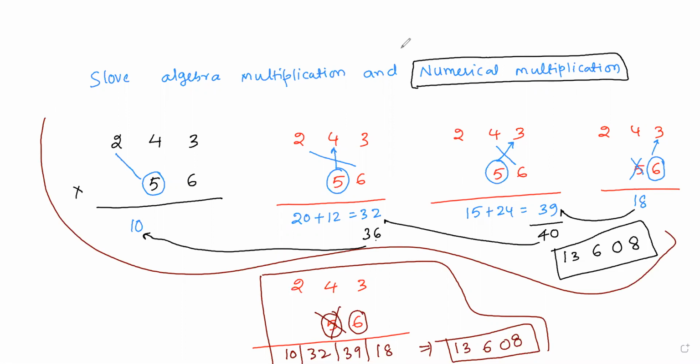Okay, let me take another one. Suppose 23 times 134. I selected this one, this into this one. That is 2. Now my 2 is moving to 1, moving to 3. 1 3 just.